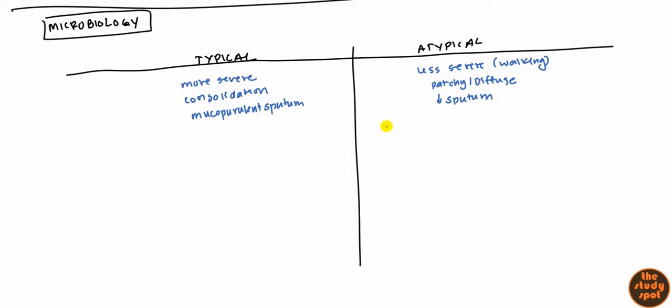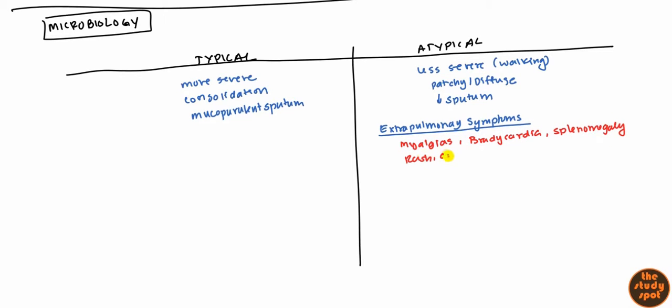Also in atypical, which really distinguishes it, you also have extrapulmonary symptoms. And these extrapulmonary symptoms can be something like myalgia, so muscle pain, bradycardia is one. You can also get splenomegaly. Patients also sometimes come with rash, and you can even have CNS problems.